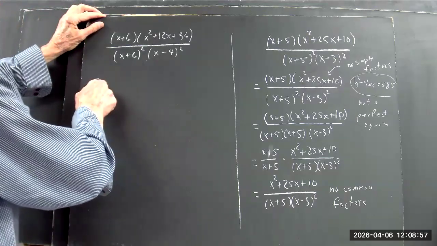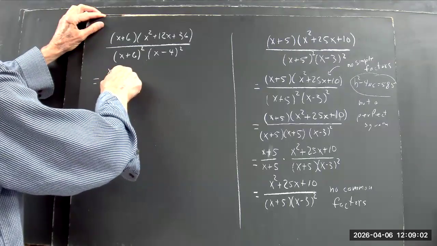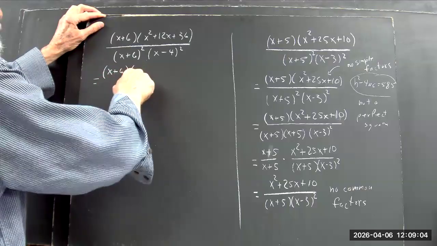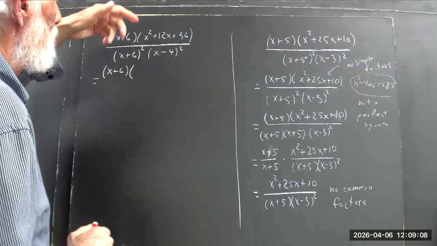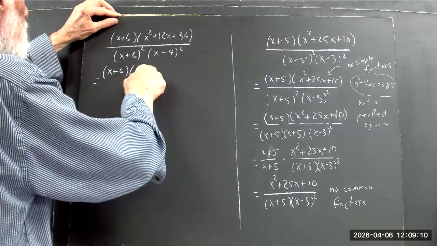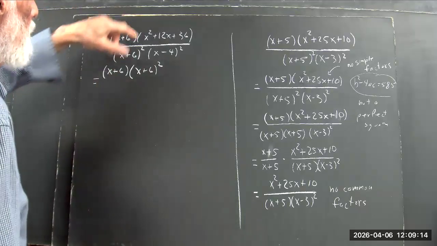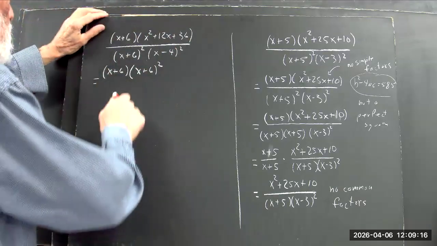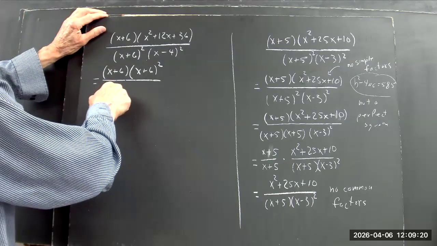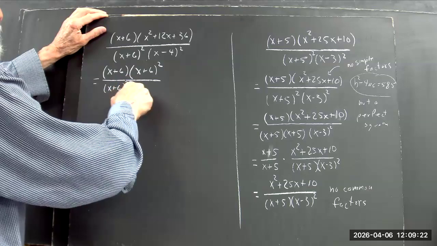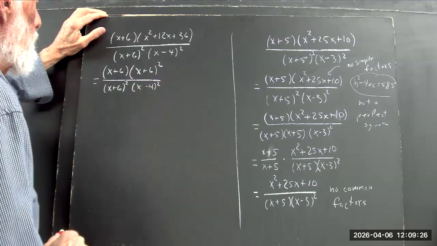Okay, so we can say now, we got x plus 6. That doesn't need any factoring. x squared plus 12x plus 36 is the square of x plus 6. Again, we use a special product. And the denominator is x plus 6 squared times x minus 4 squared.